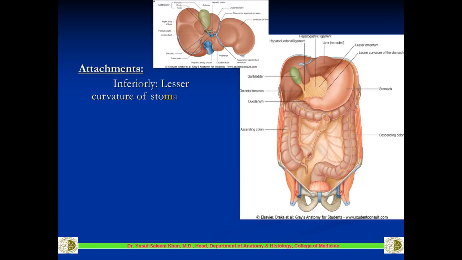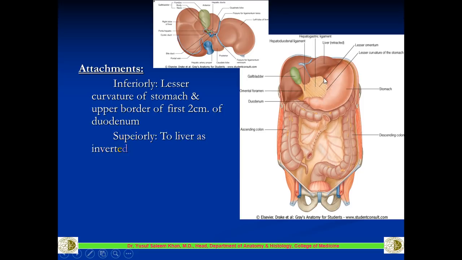Coming to the attachments. Inferiorly, the lesser curvature of the stomach and the upper border of the first 2 centimeters of the duodenum. We have already seen this is the lesser curvature of the stomach as well as the first 2 centimeters of the duodenum. This is the attachment below. So what is the attachment above?